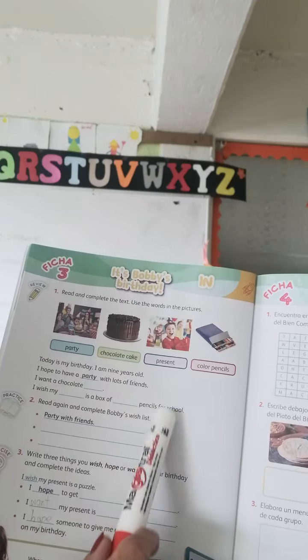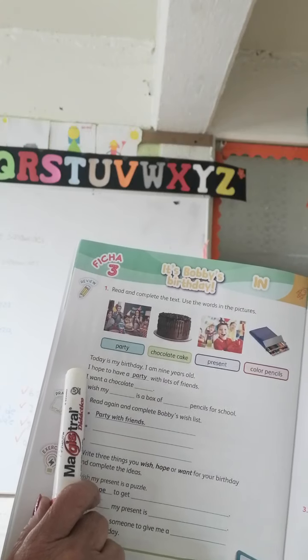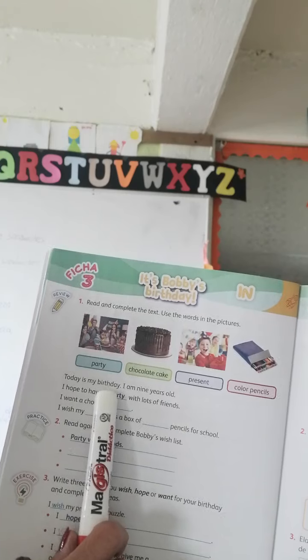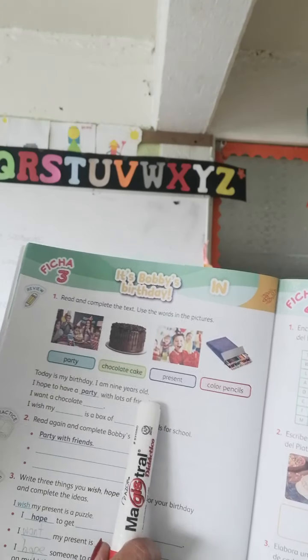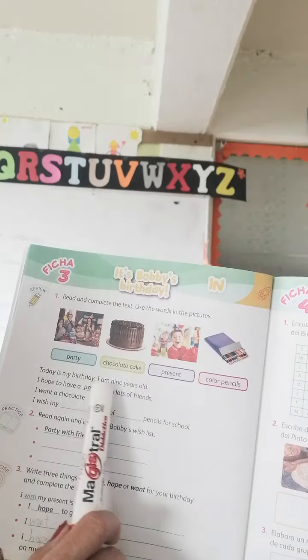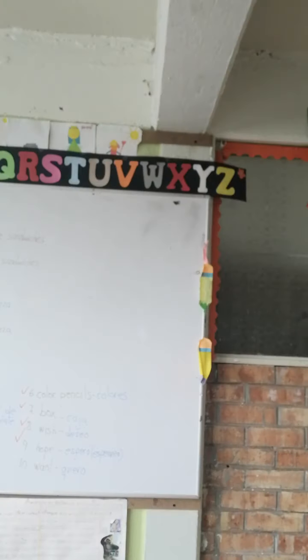And we are going to fill the spaces with these words. Okay, we have here four sentences and we are going to do it. Number one is already done for you. Today is my birthday. I am 9 years old. What does it say? Hoy es mi cumpleaños. Yo tengo 9 años. Okay, kids?